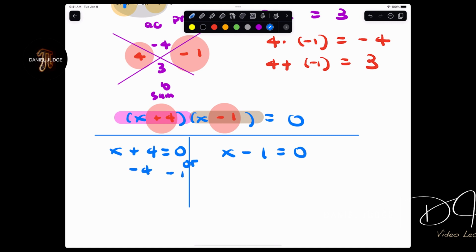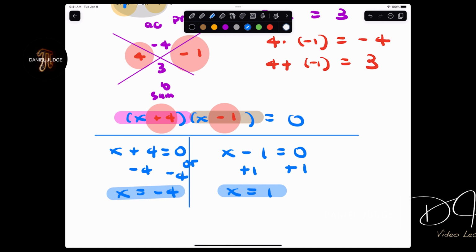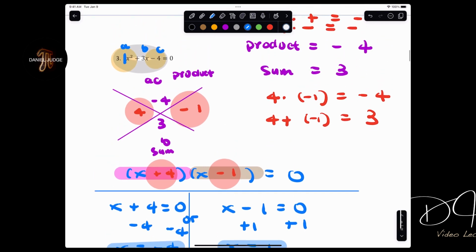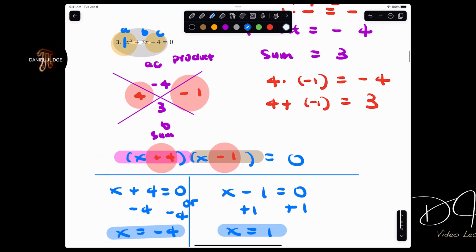So subtract 4 from both sides, you get x is -4. Add 1 to both sides, and you get x is +1. So, ladies and gentlemen, x is -4, or x is +1, and there it is. We solved another quadratic equation here.